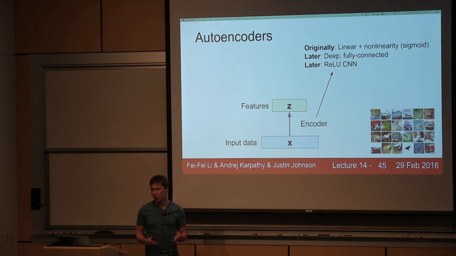So this encoder network could be something very complicated. For something like PCA, it's just a simple linear transform. But in general, this might be a fully connected network. Originally, maybe 5 or 10 years ago, this was often a single layer fully connected network with sigmoid units. Now it's often a deep network with ReLU units. And this could also be something like a convolutional network.